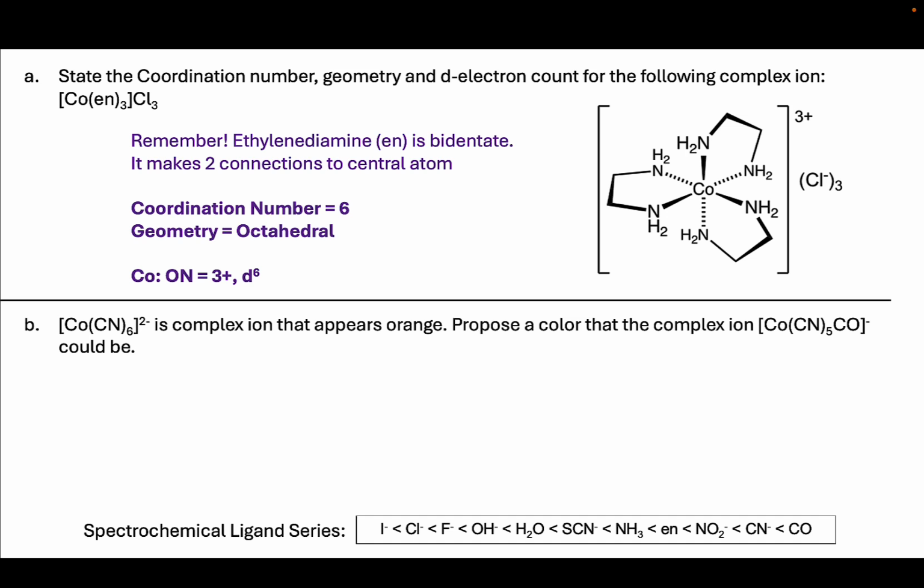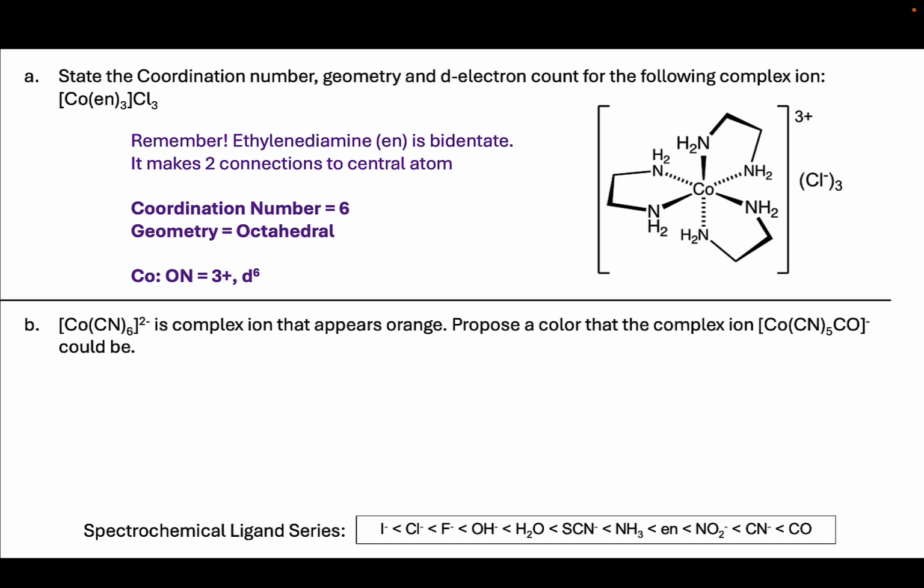We want to make sure we're recognizing the 3 Cls on the outside as being chloride, Cl-. That's just anion and cation, and when we have something like aluminum chloride, AlCl3, we know that the aluminum is 3+. That's the exact same principle that shows that this complex ion in the brackets is 3+. And knowing that, we get our d6 for cobalt.